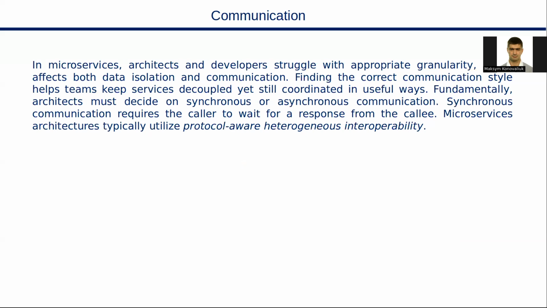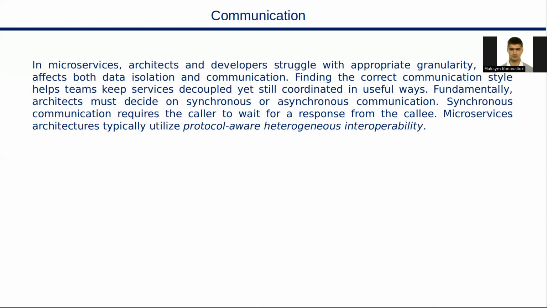Next, it is communication. In microservices, architects and developers struggle with appropriate granularity, as we already mentioned before, which affects both data isolation and communications. Finding the correct communication style helps teams keep services decoupled yet still coordinated in useful ways. We are struggling to find the right boundaries for granularity, but what about communication? How can we find the correct communication style to make this coordination still useful?